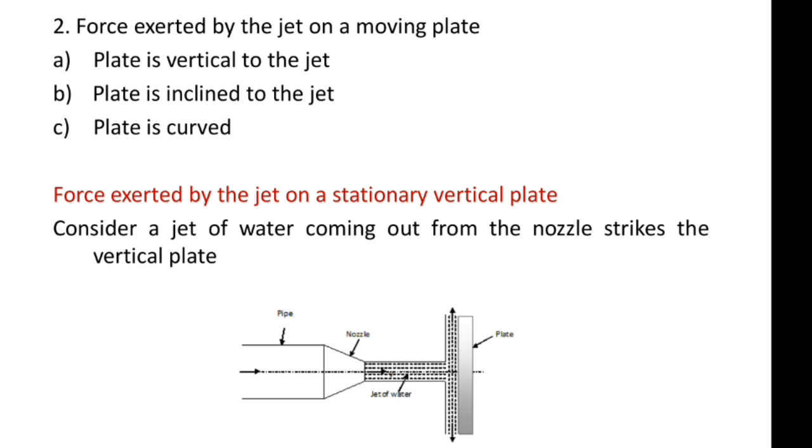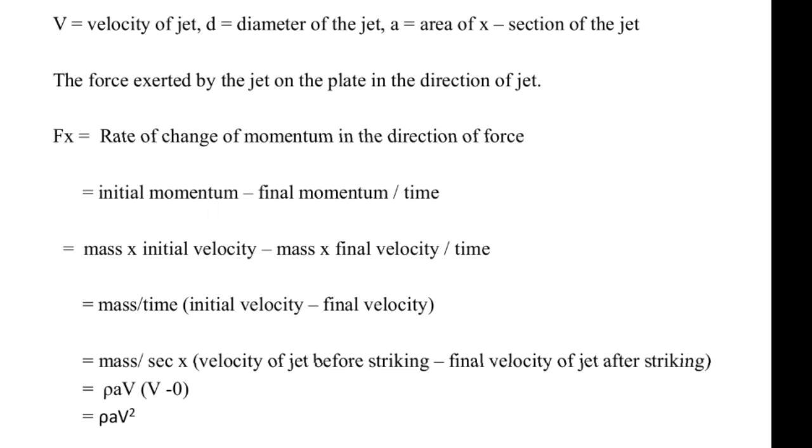So let us study the first case, the force exerted by the jet on a stationary vertical plate. Consider a jet of water coming out from the nozzle strikes the vertical plate. So let V be the velocity of the jet, D the diameter of the jet, small a the area of cross section of the jet.